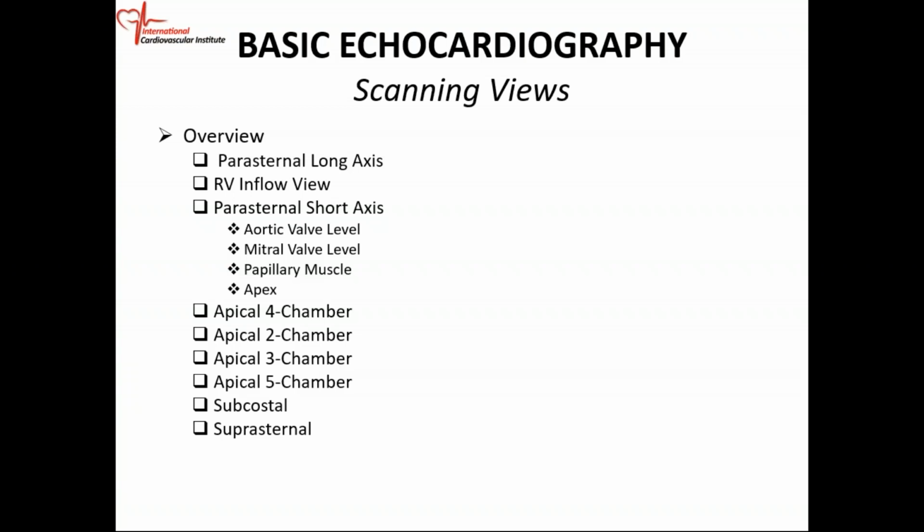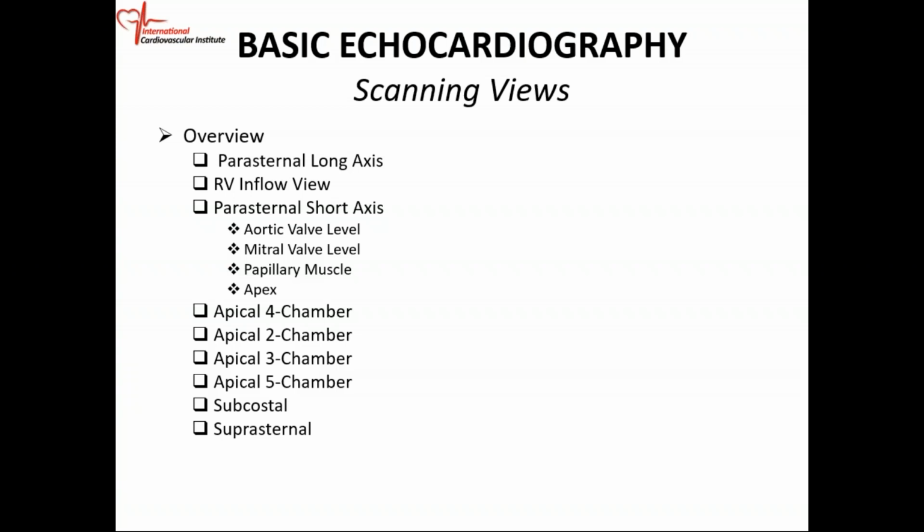We're going to look at the RV inflow view, how you position the probe to get it, and what structures you're going to see. Then the parasternal short axis view: how are you going to position the probe, and what structures will you see? When we talk about the parasternal short axis view, we mean the short axis view at the level of the aortic valve, the mitral valve, the papillary muscles, and the apex. So those are the short axis views.